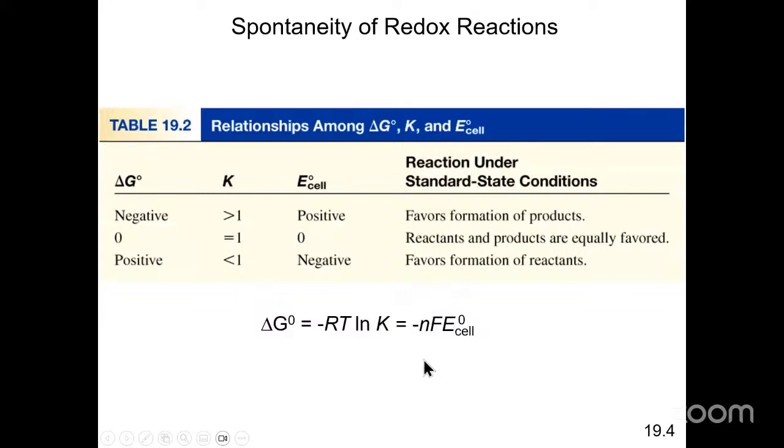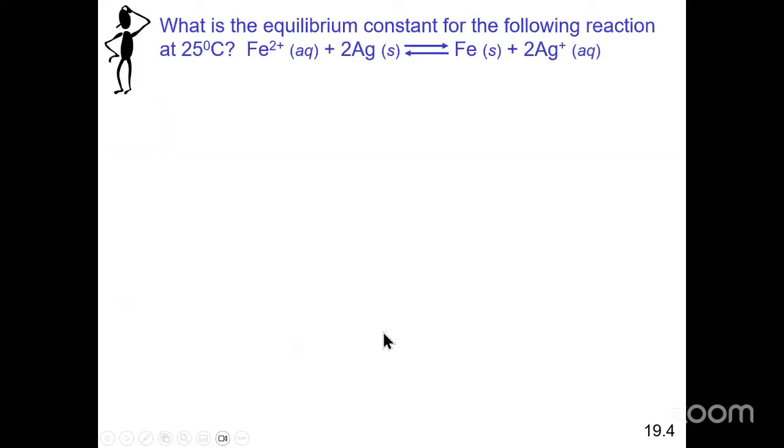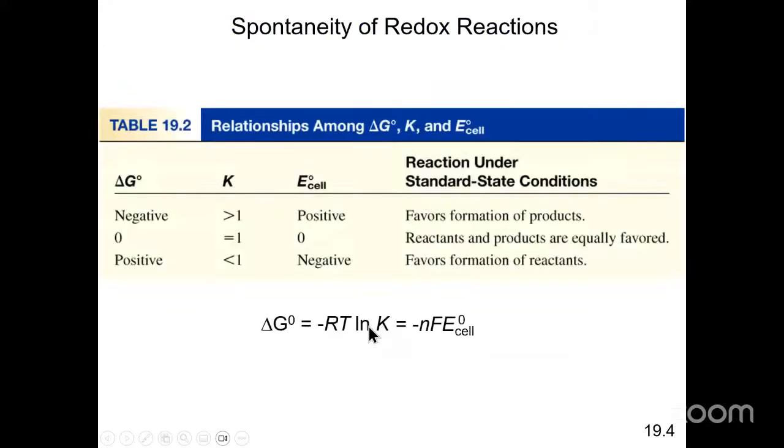So this is again just showing you the relationship between delta G standard, K, and the standard EMF of the cell. If delta G is negative, which means that the reaction is spontaneous, that means that K must be greater than 1, because K would have to be greater than 1 in order for minus RT ln K to be negative, and the standard EMF of the cell must be positive, right? Now, if delta G is 0, that means that K is equal to 1, and that means that the standard EMF of the cell must be equal to 0 as well.